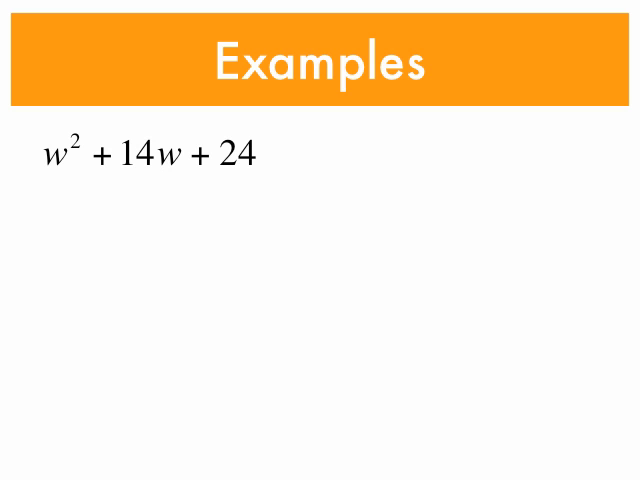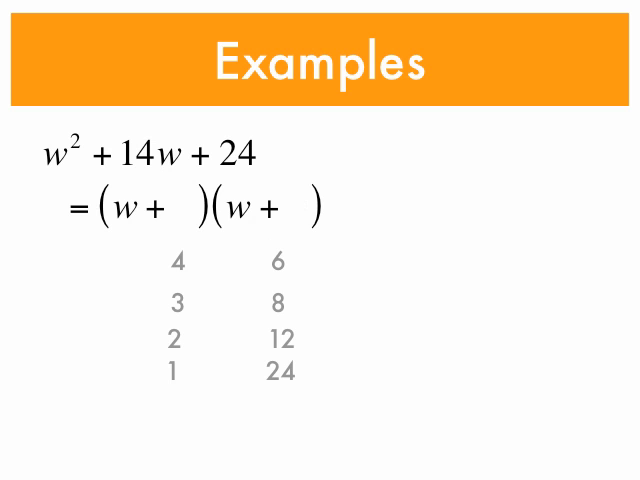Okay, here's how we start. We know that it factors as W plus something times W plus something. What choices do I have for the somethings? I know they have to be numbers that when I multiply them, I'll get 24. All of my choices would be 4 and 6, 3 and 8, 2 and 12, or 1 and 24. No other numbers would multiply to give me 24. So let's try the first set.